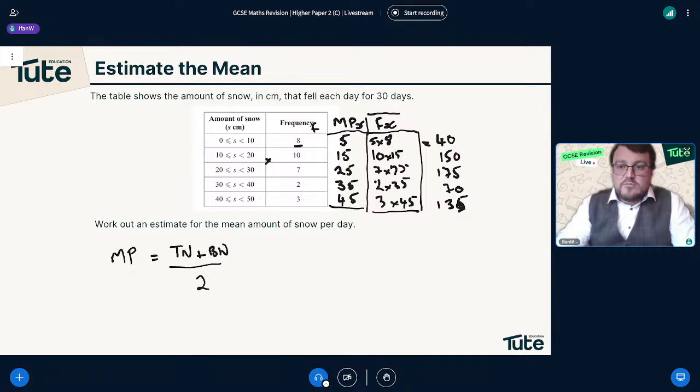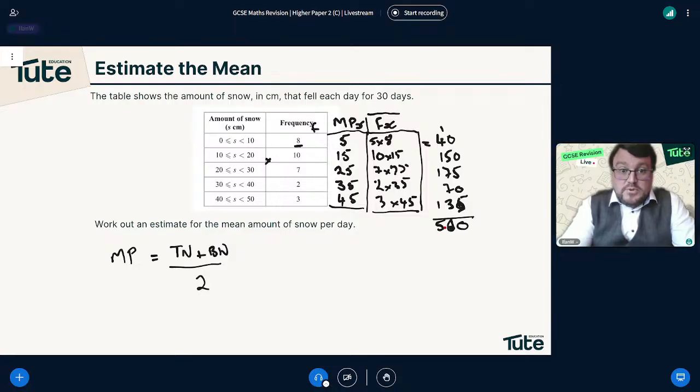But you need to add these now. So 0, 0, 5, 5, 10. 4 and 5, 9, 16, 23, 26. Then 1, 2, 3, 4, 5. You've got 560 centimeters of snow in the 30 days.